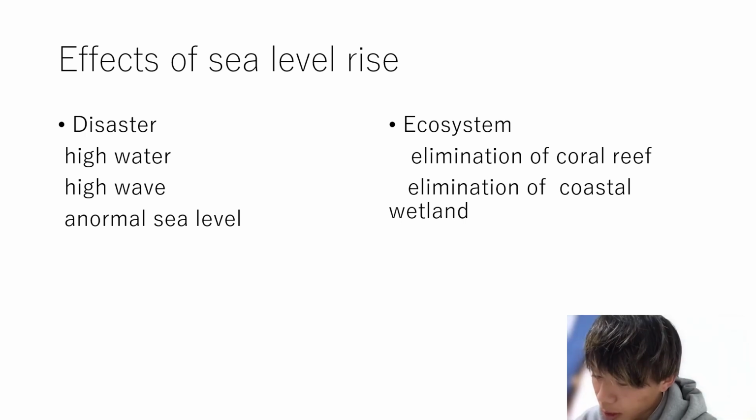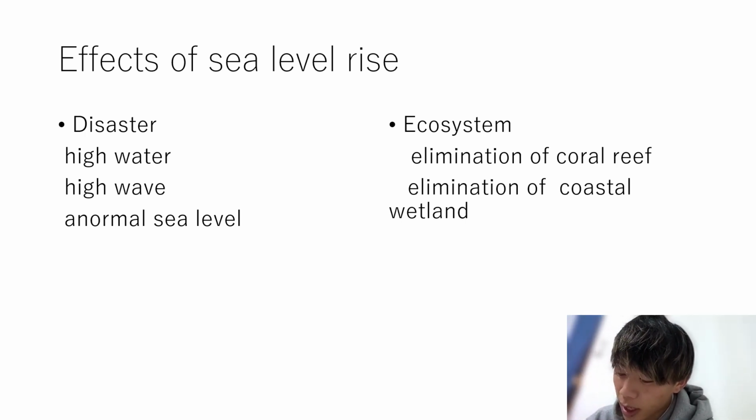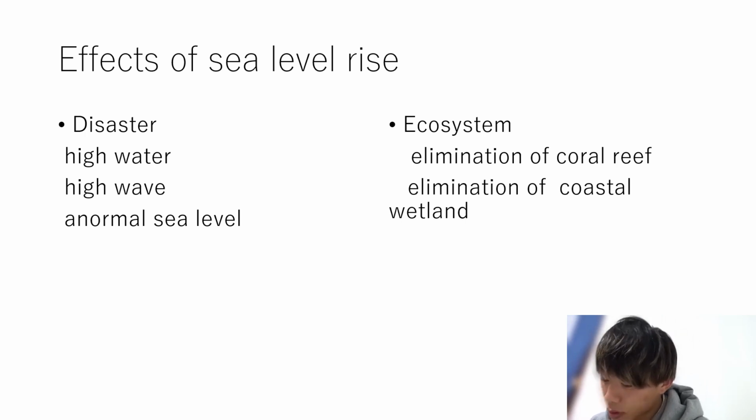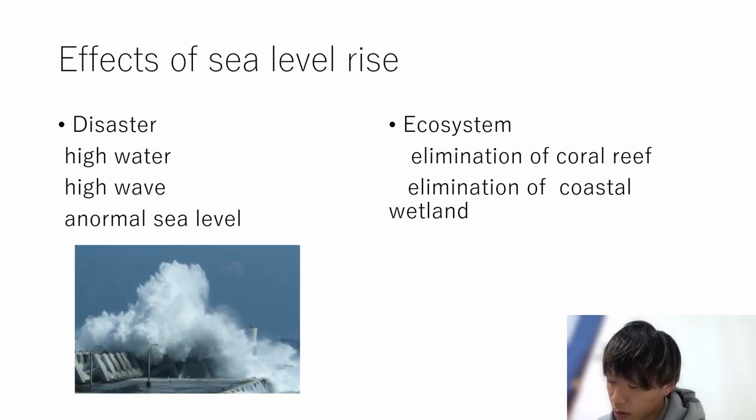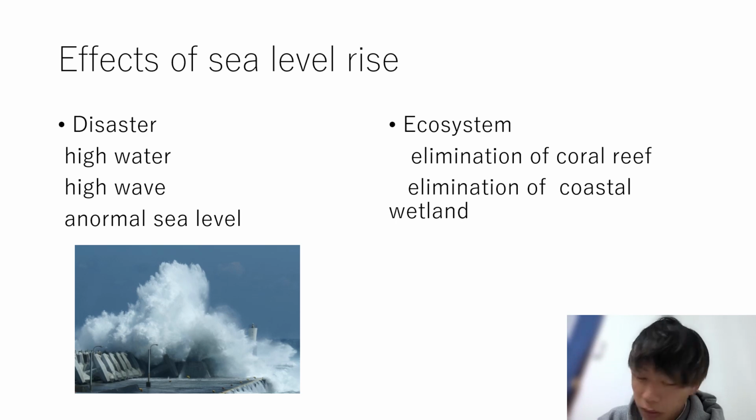Next, let's see the effects of sea level rise. This time, I will introduce them from the disaster and ecosystem point of view. Some examples of disasters are high water, high waves, and abnormal sea level. This photo is high water. High water is abnormally rising sea level, flooding land with high water.